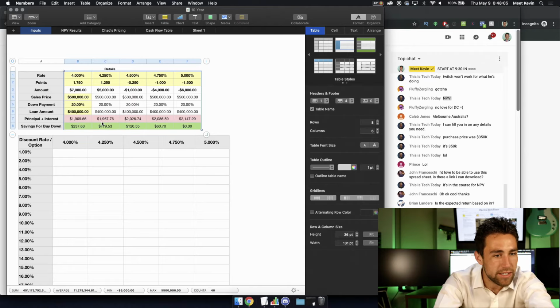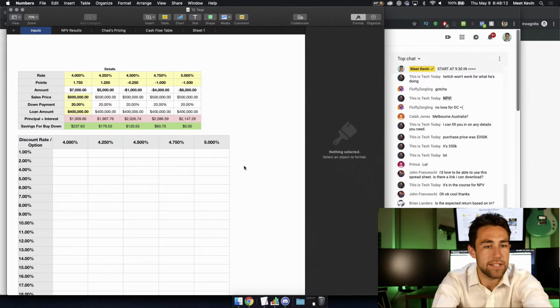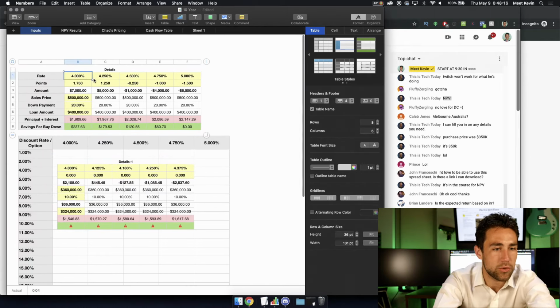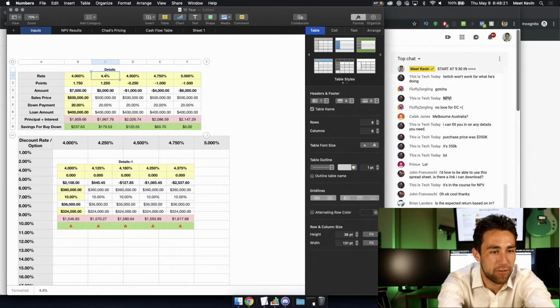I try to save a minuscule amount of work and I just screw it up. So let's not do it that way. Let's do it the correct way. You just retype it, Kevin. Okay, 4.125, 4.18.